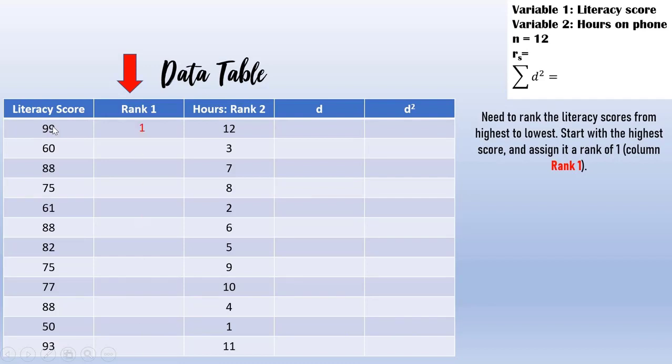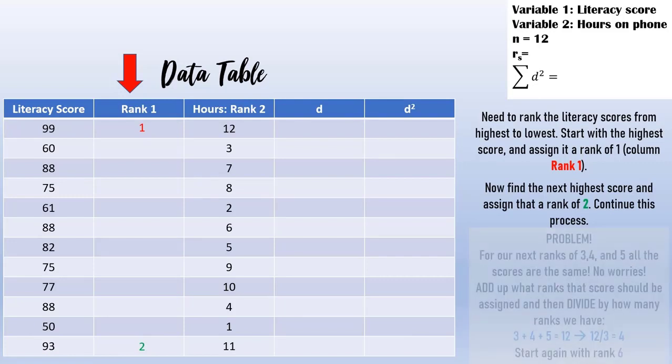So we're going to go ahead and assign that a rank of 1. And then we are going to basically just continue this process. So we're going to find the next highest score and assign that a rank of 2. So the next highest score is down at the bottom, down here, and that's a score of 93. So we're going to go ahead and assign that 93 a rank of 2. Okay, and then we're just going to continue this process.